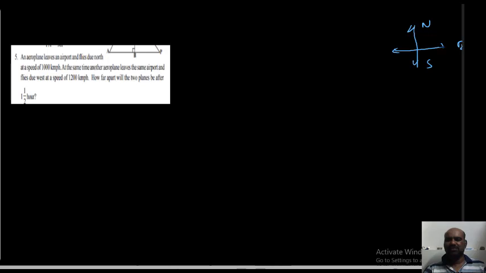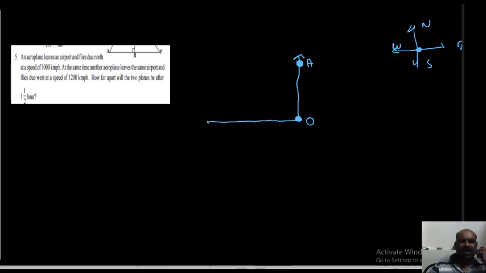Just observe, students, I want to write directions here. North, south, east, west. For example, this is the airport. First flight flies due north. After 1.5 hours, this is the position of the flight. A is the position of that flight after 1.5 hours. That is the interesting thing. Next, another plane due west. After 1.5 hours, this is the position of the flight. These two distances are not the same because their speeds are not the same. Time is the same, but the distance will vary because their speeds are different. So I will write one by one.